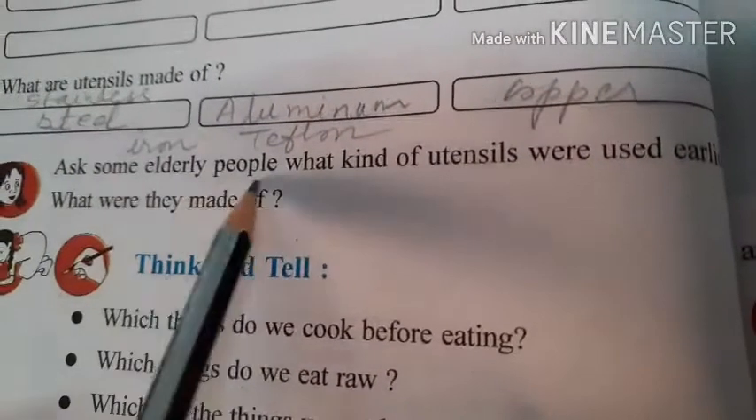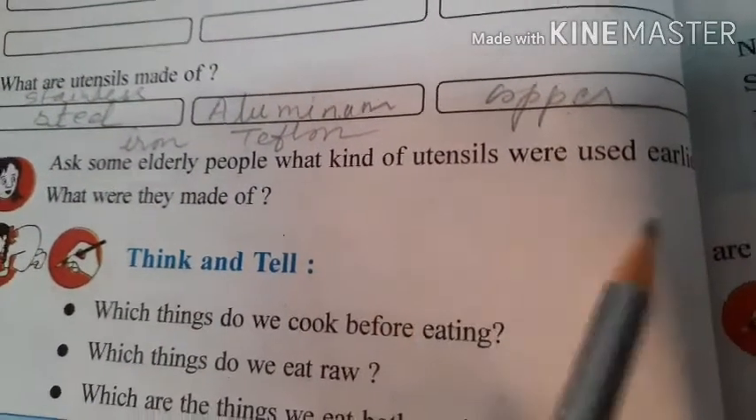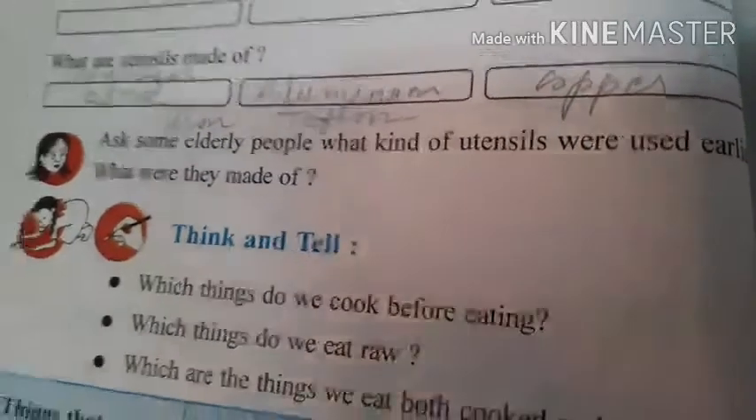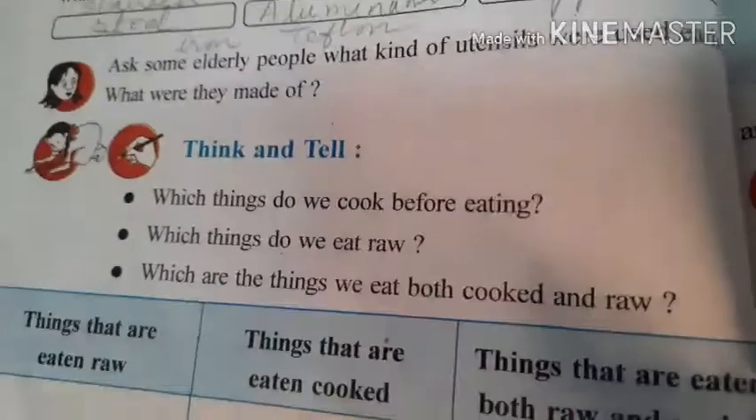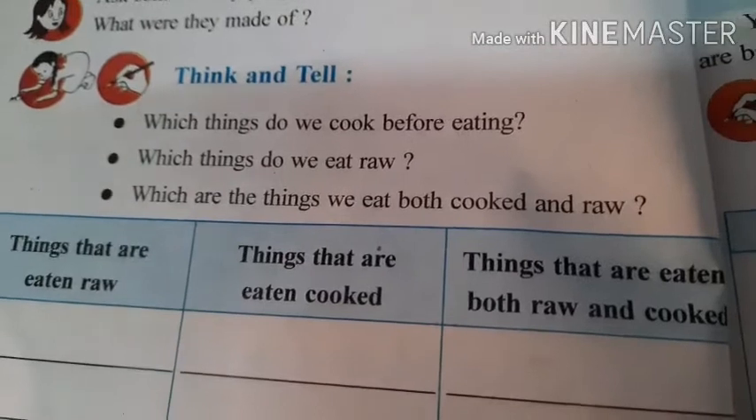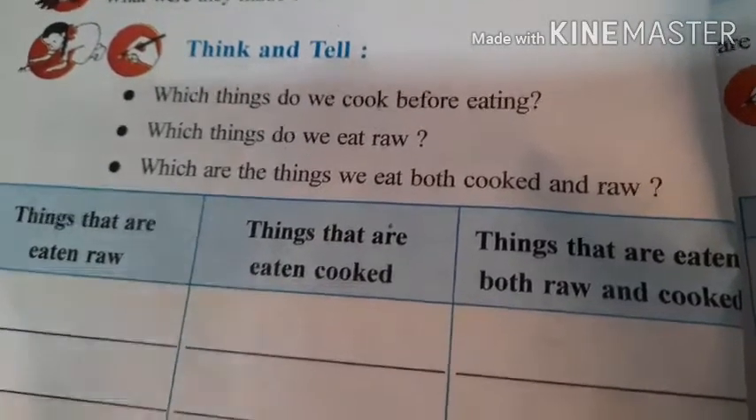Now ask some elderly people what kind of utensils were earlier used and what were they made up of. So in your home you're going to talk to the elderly people and just inquire about the materials that were used to make utensils in the early days.